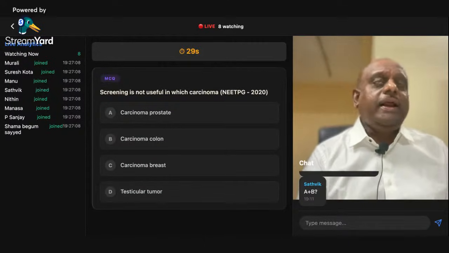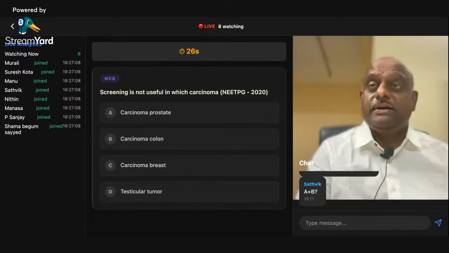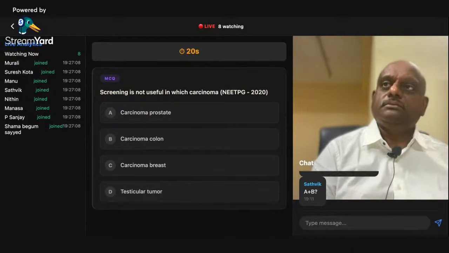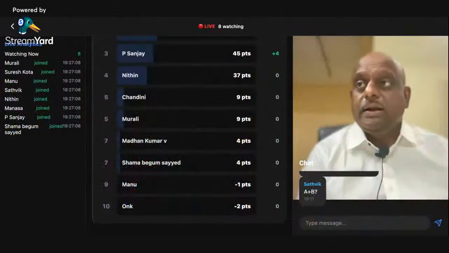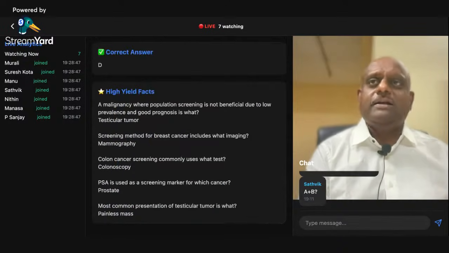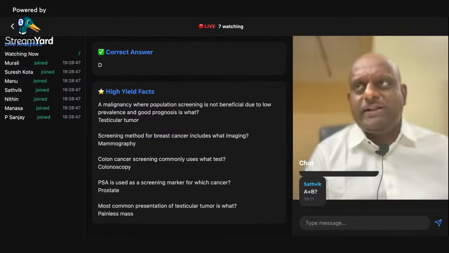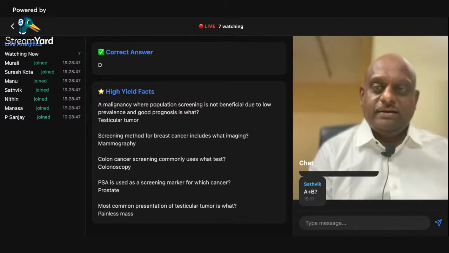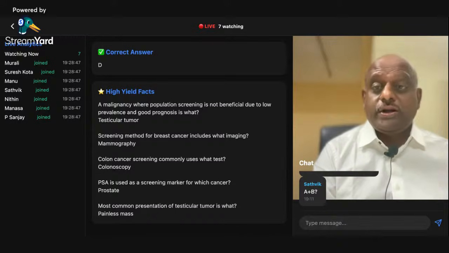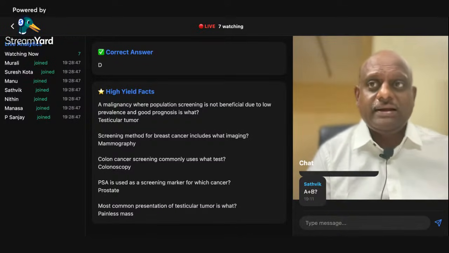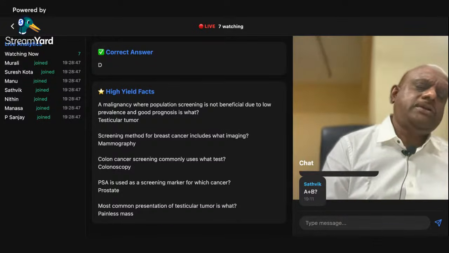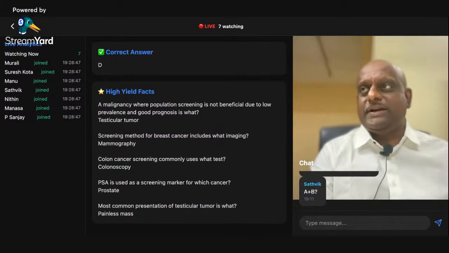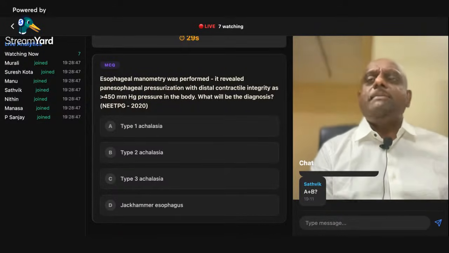Now, screening is not of any use for which malignancy, doctor? For which cancer is it not useful? You should remember, testicular tumor, there is not much of a role for screening because it has low prevalence and good prognosis. And screening is very good for breast cancer, mammography, colon cancer, colonoscopy, PSA for prostate cancer. And whenever testicular cancer presents, the painless mass is considered to be the most common presentation.